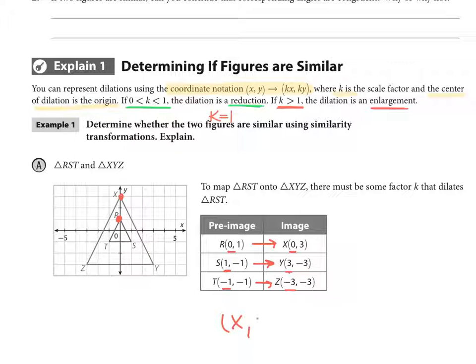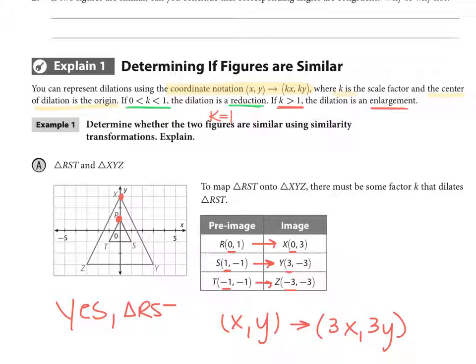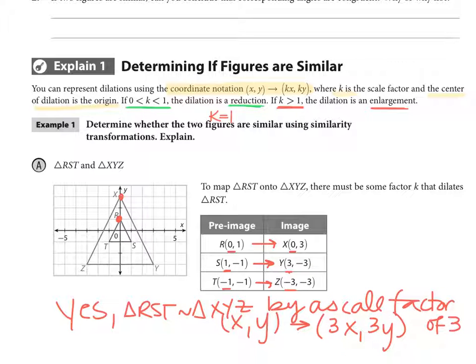So this (x, y) is going to become (3x, 3y). So yes, these 2 are going to be similar. So we could write that to say, yes, triangle RST is similar to triangle XYZ. And this is going to be by a scale factor of 3, because it's going to get 3 times larger.